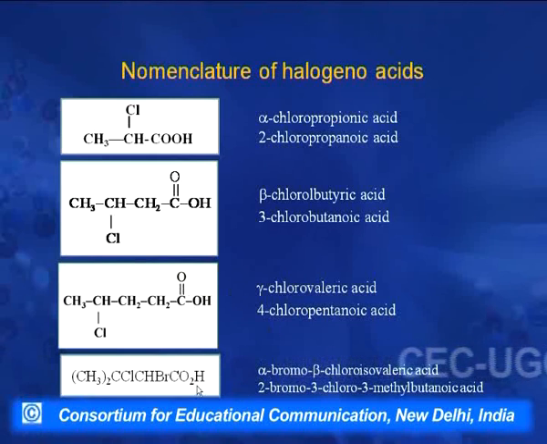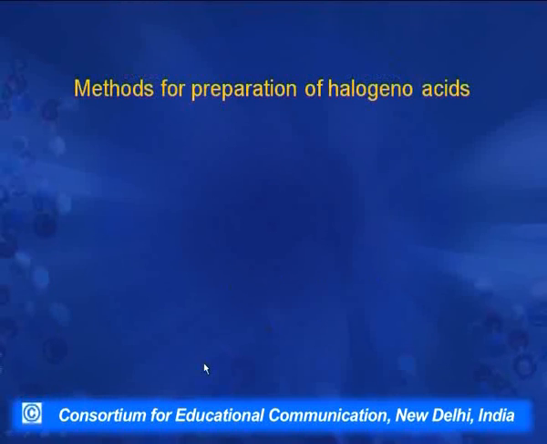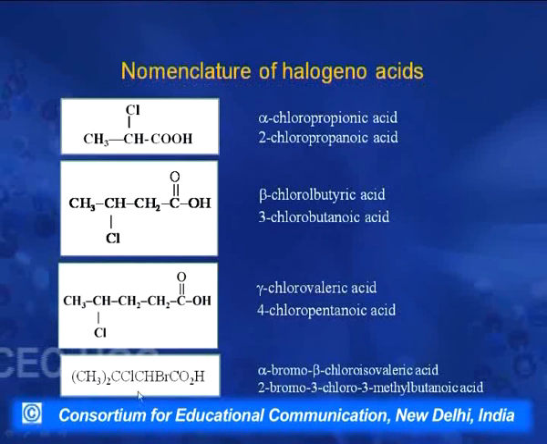If there are more than one substituent, as in this example, this is having one bromine here and then one chlorine here, and then there is an iso group in the end. So, according to common system, it is alpha bromo beta chloro isovaleric acid, and in IUPAC system it is 2 bromo 3 chloro 3 methyl butanoic acid.